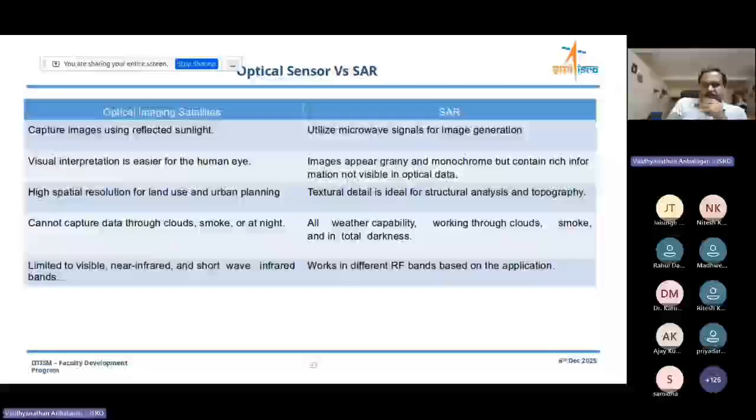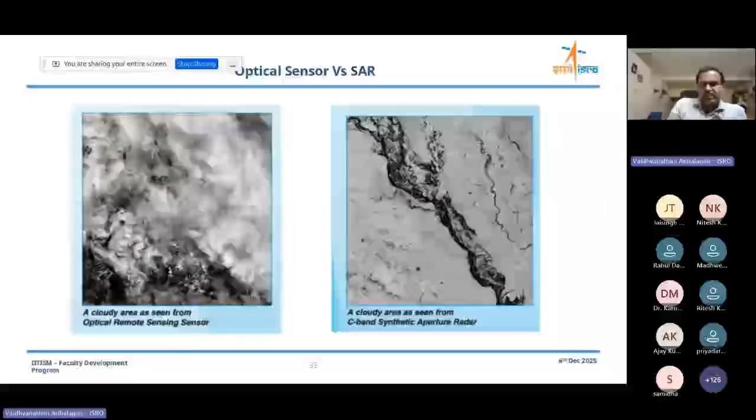Compare this with the same place taken by an optical sensing satellite. With the particular area covered by cloud, you see only cloud in the photograph. Whereas on the right side, seeing through the cloud, the landmass has been photographed through a C-band synthetic aperture radar. This is the main advantage of having a synthetic aperture radar as a satellite.